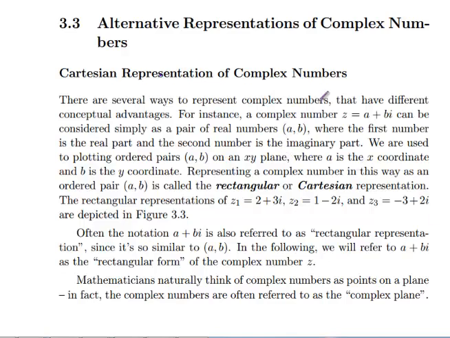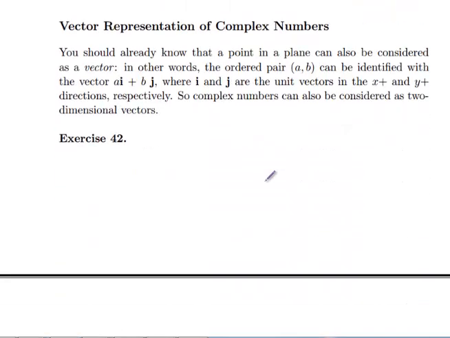Okay, well, we've been representing complex numbers in this form as a plus bi. In this section, we talk about alternative representations. We could simply consider a plus bi as a pair of real numbers, a, b, and we could plot this pair on an xy plane. Now, this is called a rectangular or Cartesian representation, and you can see an example here.